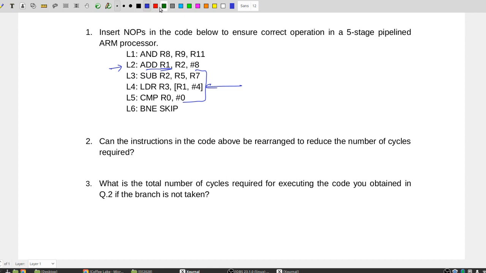So we need to ensure that these 2 lines are separated by at least 3 instructions. And what is their current separation? The current separation is only 1. There is only 1 instruction between the 2. You need 3. So you need to ensure that at least 2 NOPs are inserted. You have multiple possibilities for that. Either you can insert 2 NOPs here, or you can insert 2 NOPs here, or you can insert 1 NOP each. Doesn't matter where it is inserted, right? As long as they are spaced by 2, you are good to go.